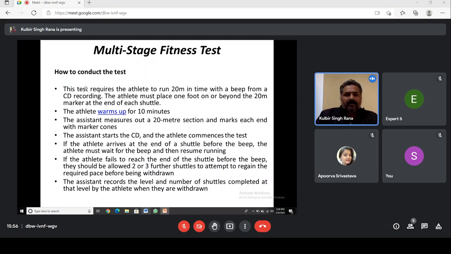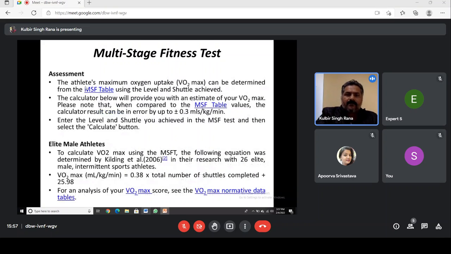One person will start the CD player, okay, and the athlete commences the test. Once you start the test, he'll start running, and before the beep, he has to complete the 20 meters, right? And then he'll be repeating that again and again, and whatever time, whatever level he reaches, that will be his score, right? Clear? Yes, sir.